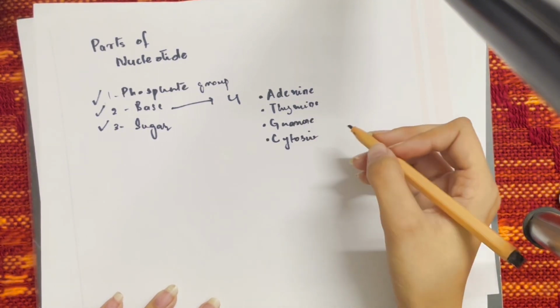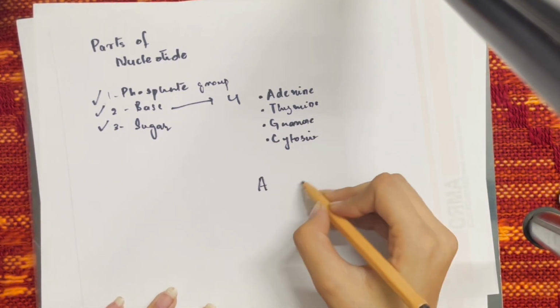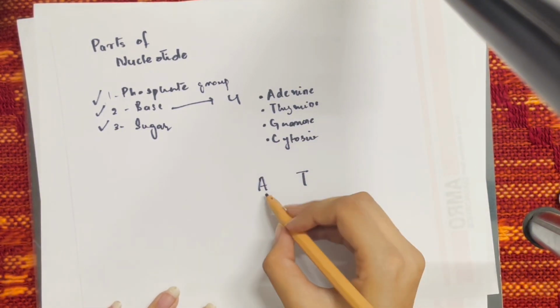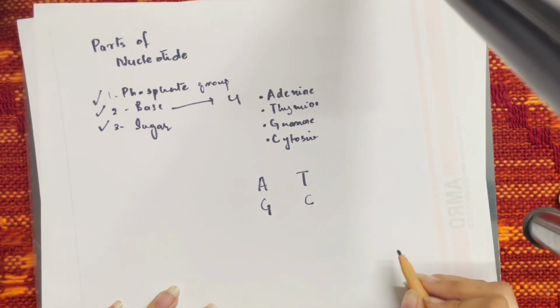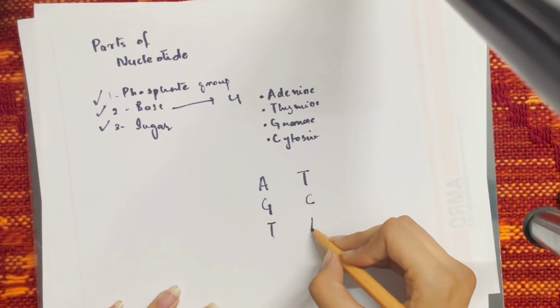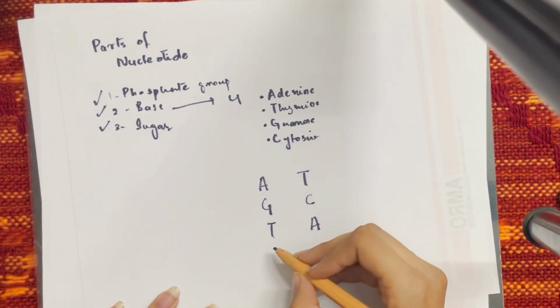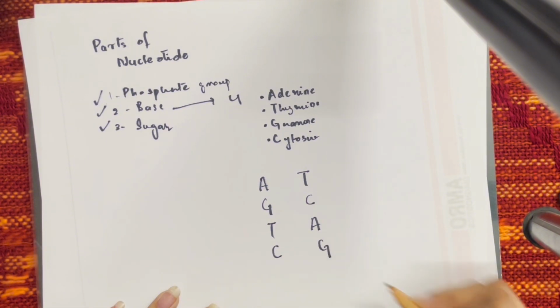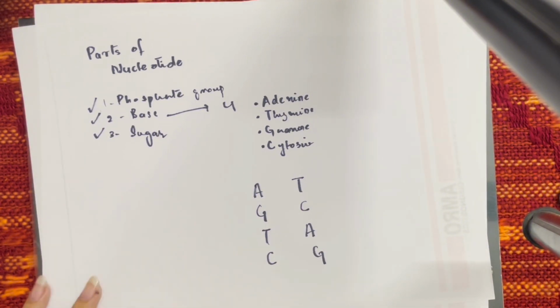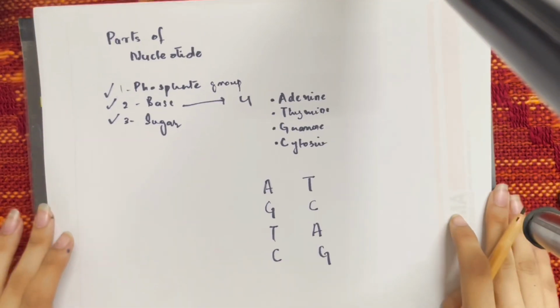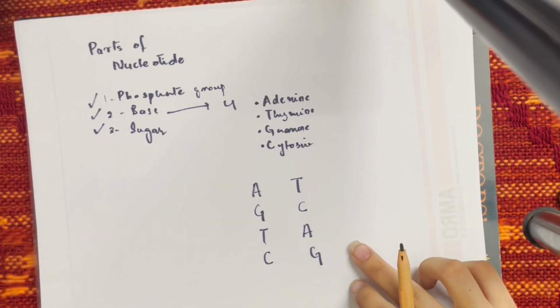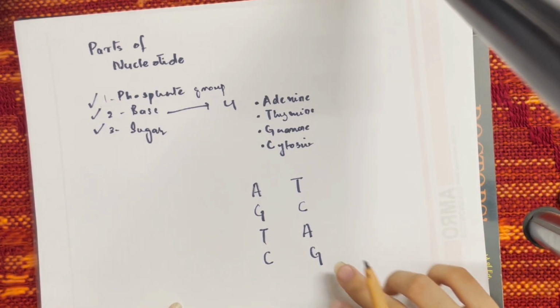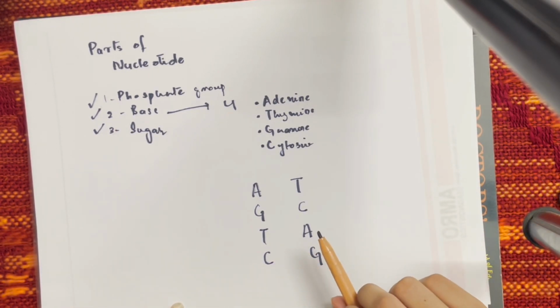How they are paired with each other is that adenine always comes opposite the thymine, whereas the guanine always comes opposite the cytosine. Thymine alternatively always comes opposite the adenine, whereas cytosine always comes opposite the guanine. Let's talk about them in more detail. This is how the pairing of the bases occurs in the nucleotide. Let's talk about how they are linked together.